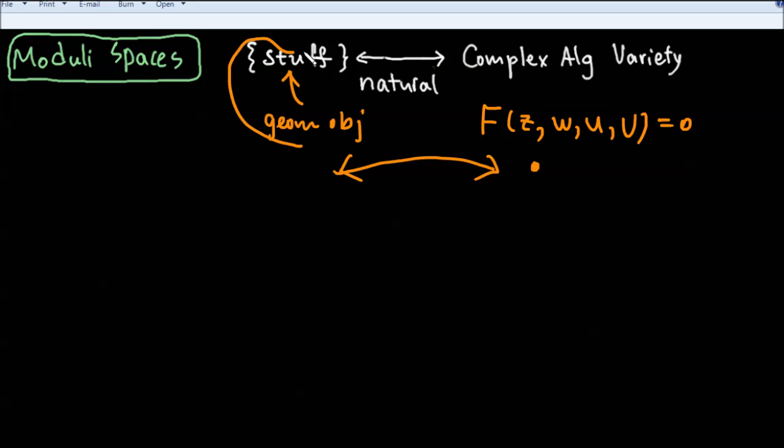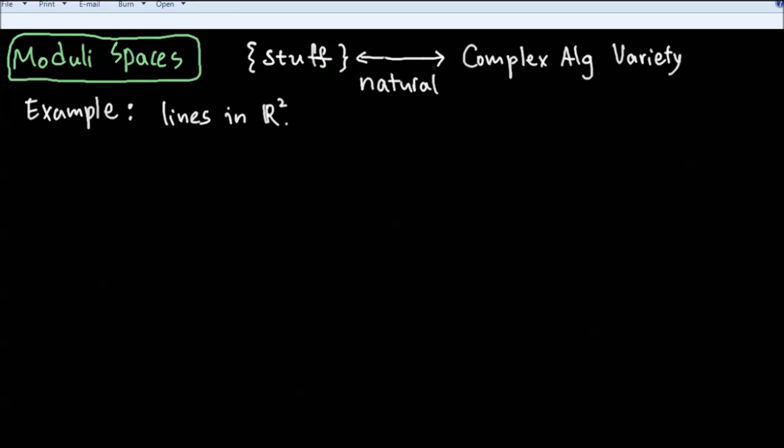Again, we think of the collection of all the geometric objects we can think about and make a nice one-to-one correspondence with one point in a single polynomial equation. That space here is called the moduli space. So we'll look at an example to see that.